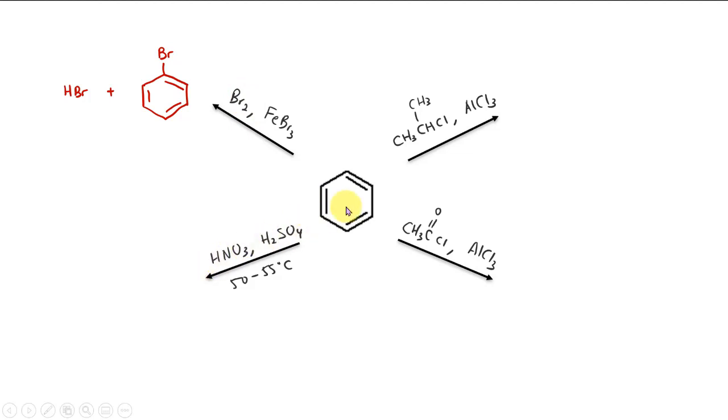The second reaction here is when benzene reacts with nitric acid and sulfuric acid under a certain temperature. One of the hydrogens is replaced with the nitro group, so you are forming nitrobenzene. This is bromobenzene, this is nitrobenzene, and there is a side product over here, which is your H2O.